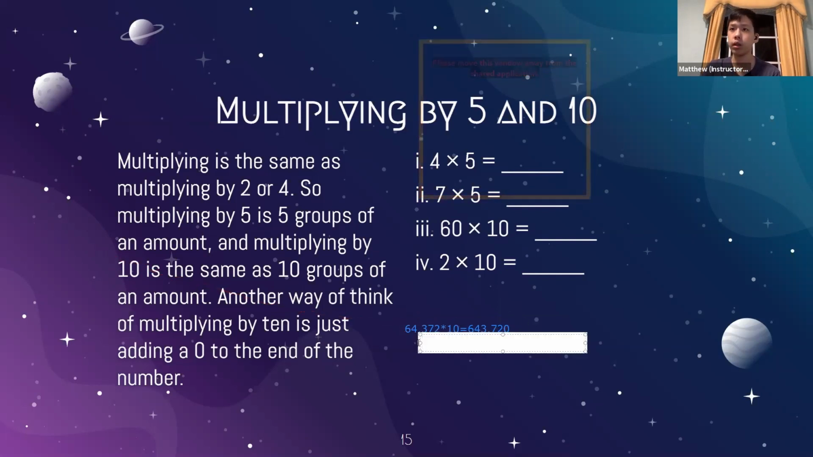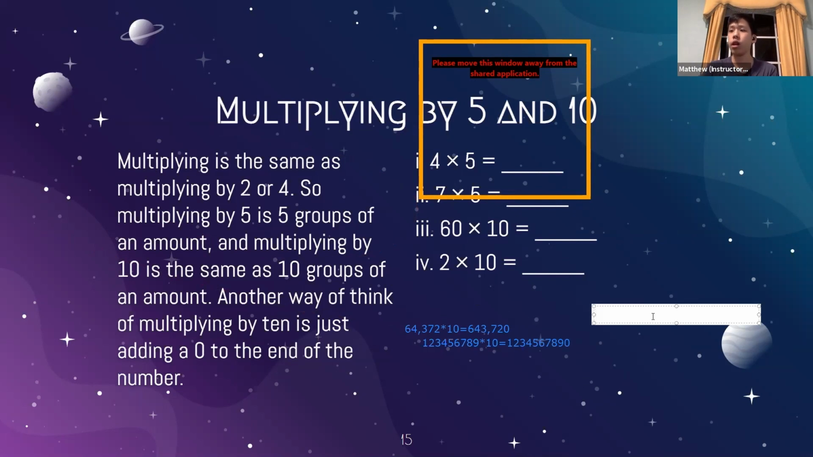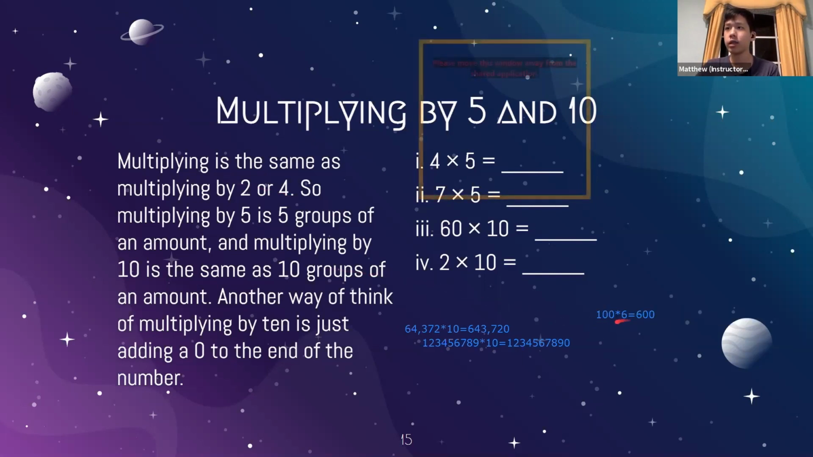Another example of this would be 1, 2, 3, 4, 5, 6, 7, 8, 9 times 10 will be equal to 1, 2, 3, 4, 5, 6, 7, 8, 9, 0. You just add a 0 at the end for times 10. This is actually true for any number that begins with 1 and continues on with some amount of zeros. For example, 100 times 6 would just be 600. As you see here, there are 2 zeros. It's 6, so you add 2 zeros to 6.